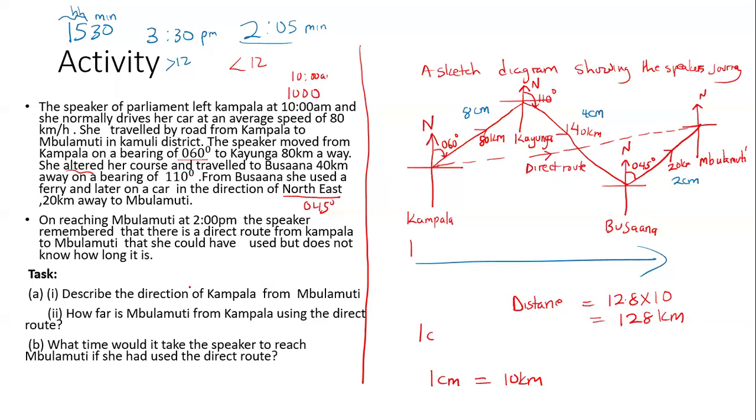But remember, we have not answered the first one. Describe the direction of Kampala from Bulamuti. When they tell you to describe the direction, what does it mean? It means state the bearing. So here, you only state the bearing or the direction. So you will say the bearing of Kampala from Bulamuti. Hope you are getting the difference.